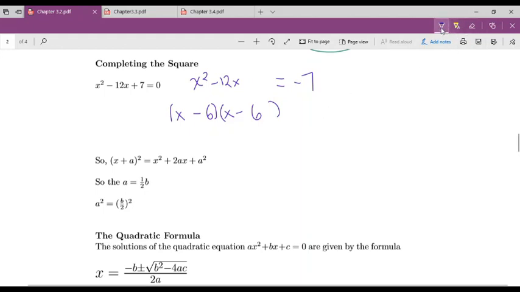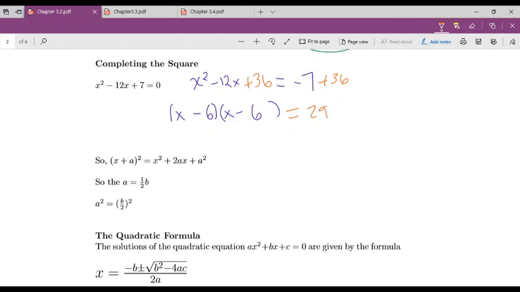Let me change the color so you'll see that. Positive 36. And what you do to one side, you have to do the other. So we get a positive 36 here as well. So that if we go through here, x times x is x squared. x times negative 6 plus x times negative 6 gives you negative 12x. Negative 6 times negative 6 is positive 36. And you have to do that positive 36 to both sides. So when you do your equal sign here, negative 7 plus 36, if you want to go ahead and simplify, is going to be 29.